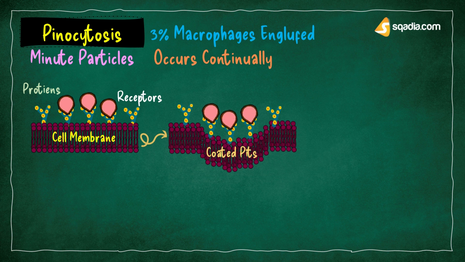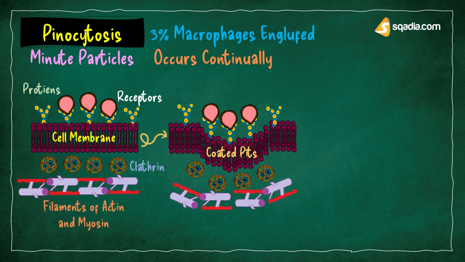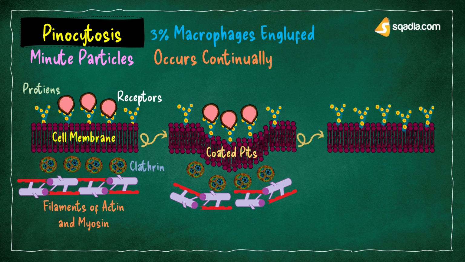Now the cell will activate itself to invaginate or make some small pits. They are known as coated pits. Now coated pits have some fibrillar proteins inside, and we name them clathrin, and some other molecules are also there along with filaments of actin and myosin. Now the pit invaginates inwards to make sort of a mouth that is eating that protein.